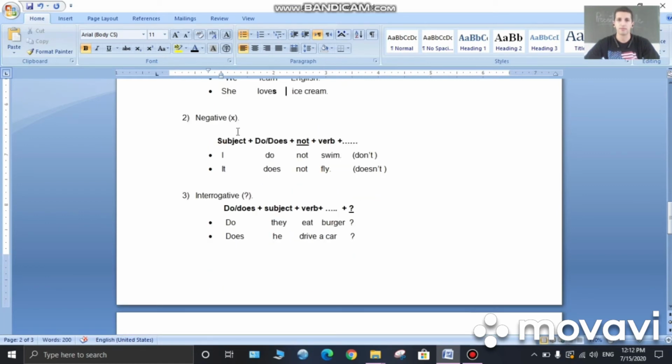Negative form. To build the negative form, we have to add not, does, or do based on the subject that we have. Subject, do, does, not, and a verb. And we do not add s because we have do and does. Examples: I do not swim. I can say I do not swim or I don't swim. Good. It does not fly. Because we have it, we use does. It does not fly or it doesn't fly. So this is the negative form. Subject, does or do, not, and the verb.